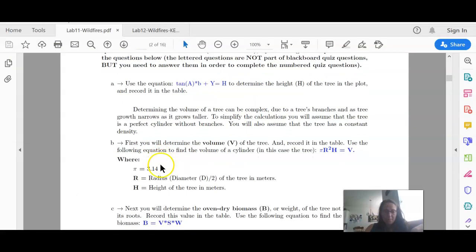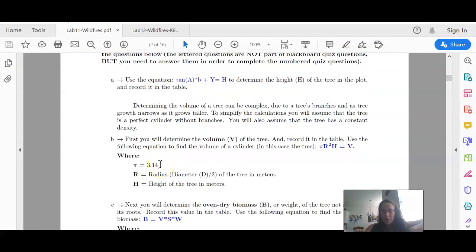Now B. First, you will determine the volume of the tree and record it in the table. So use the following equation to find the volume of a cylinder. Remember that we had assumed that the tree was pretty much a cylinder, so we're just going to use the formula for finding out the volume of a cylinder. So that formula is V is equal to pi times r squared times h.